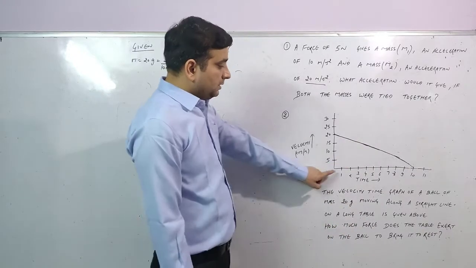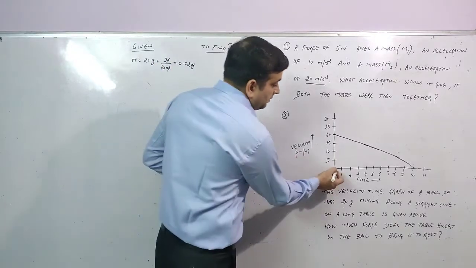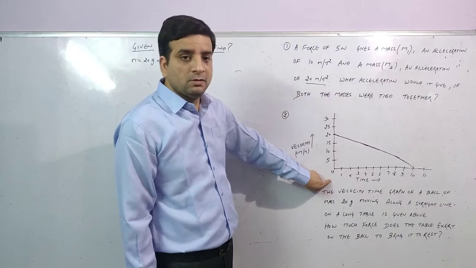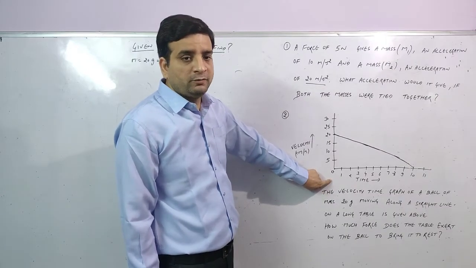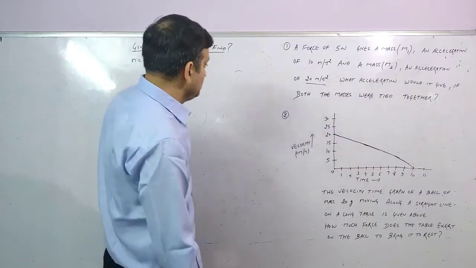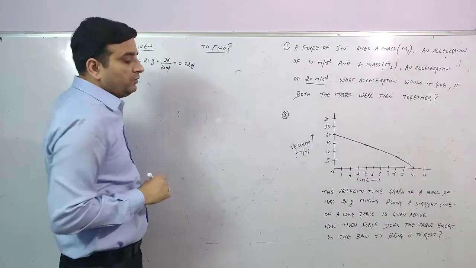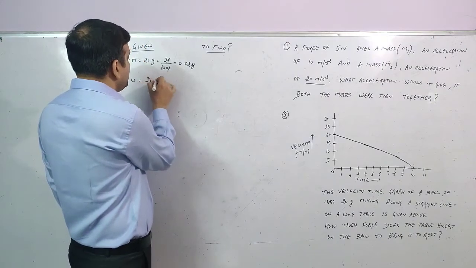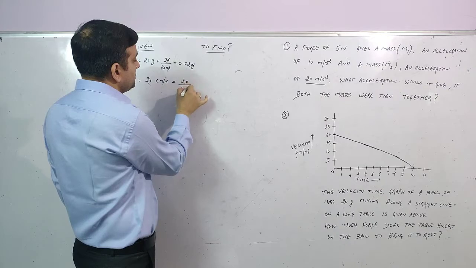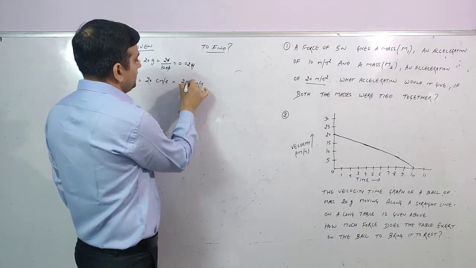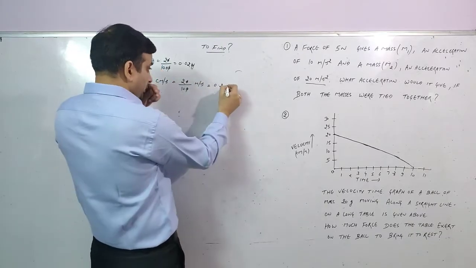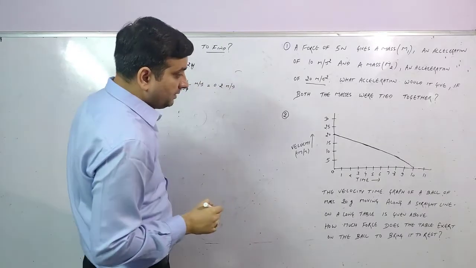So this is the 0 point, at which the time is 0. When time is 0, the velocity of the ball is 20 centimeter per second. This is the initial velocity, given as 20 centimeter per second. First I will convert this into meter per second. It will be 0.2 meter per second.